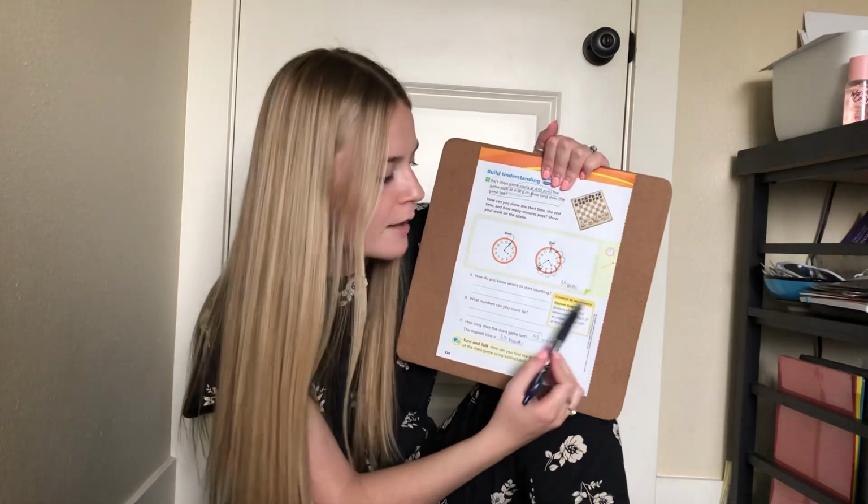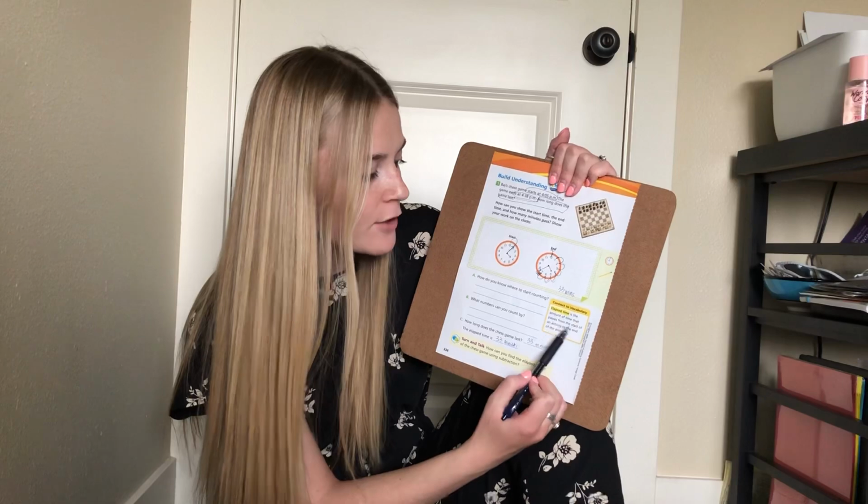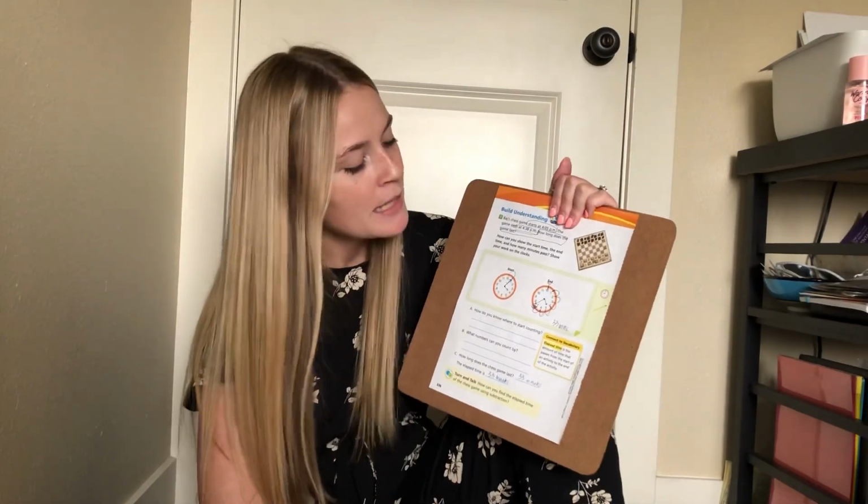Here's our connective vocabulary. It says elapsed time is the amount of time that passes from the start of an activity to the end of the activity. So like we talked about at the beginning of the lesson, elapsed time is the time that passes.